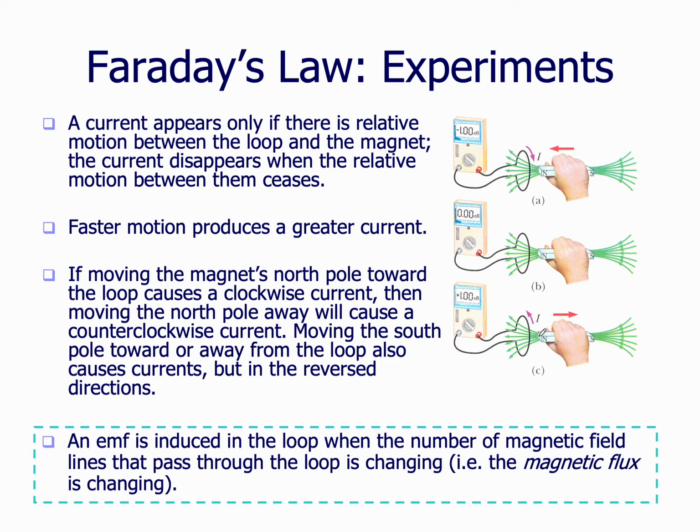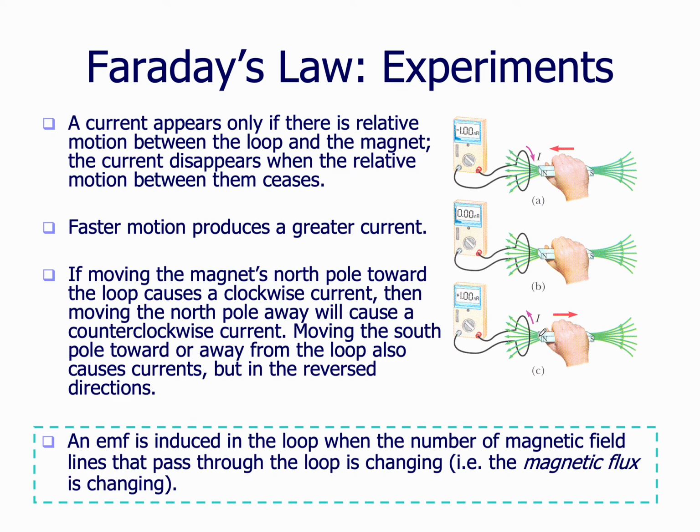If moving the magnet's north pole towards the loop causes a clockwise current, then moving the north pole away will cause a counterclockwise current. Moving the south pole towards or away also causes current, but in the reverse direction. And here's the big idea. Faraday basically realized an EMF is induced in the loop when the number of magnetic field lines that pass through the loop is changing. That's the way he thought about it.